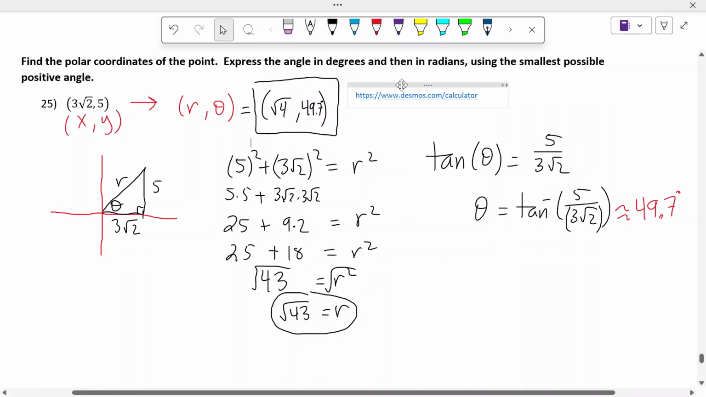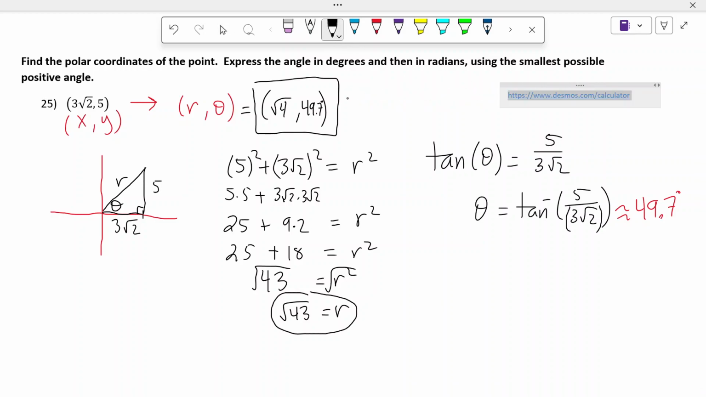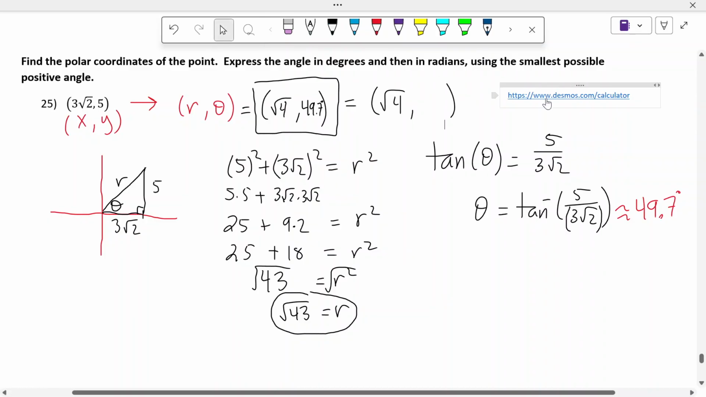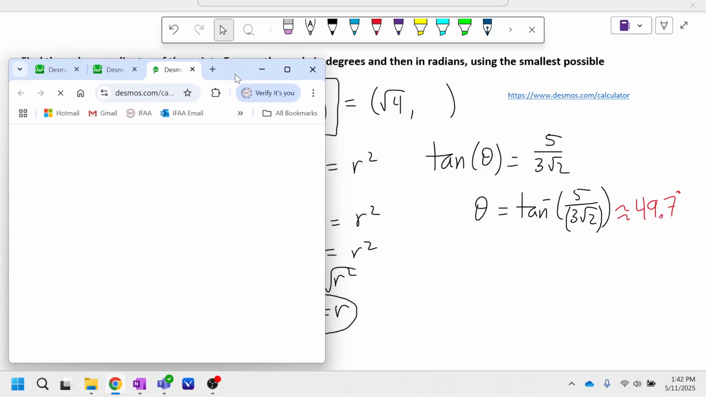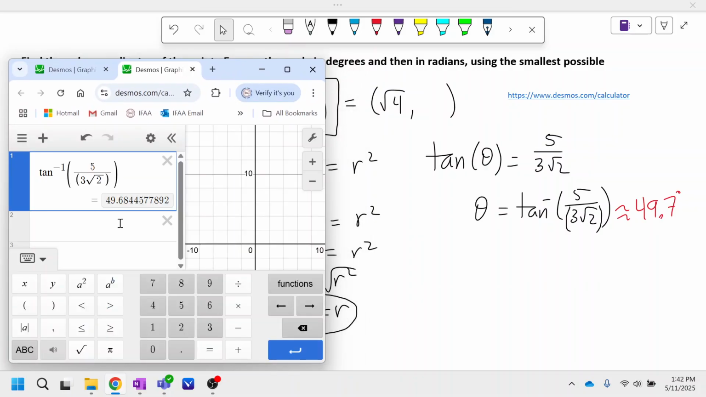I mean, really, the answer in radians is like the same thing, only we just got to convert that angle. So it's still going to be square root of 4 is the radius. Now we just need to put this crummy degree angle into a radian angle. And how do you do that? You just convert by multiplying by pi over 180.